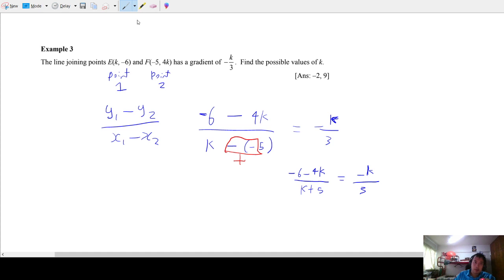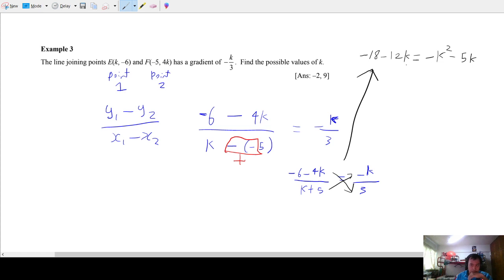Now, I know many of you would apply the cross method here, and in this case you can, because it's a fraction over a fraction. So let's just cross and then see what we get. So after the cross method, we get minus 18 minus 12k equals minus k squared minus 5k. And guess what, guys? Over here is a quadratic that the quadratic formula should be able to help with.